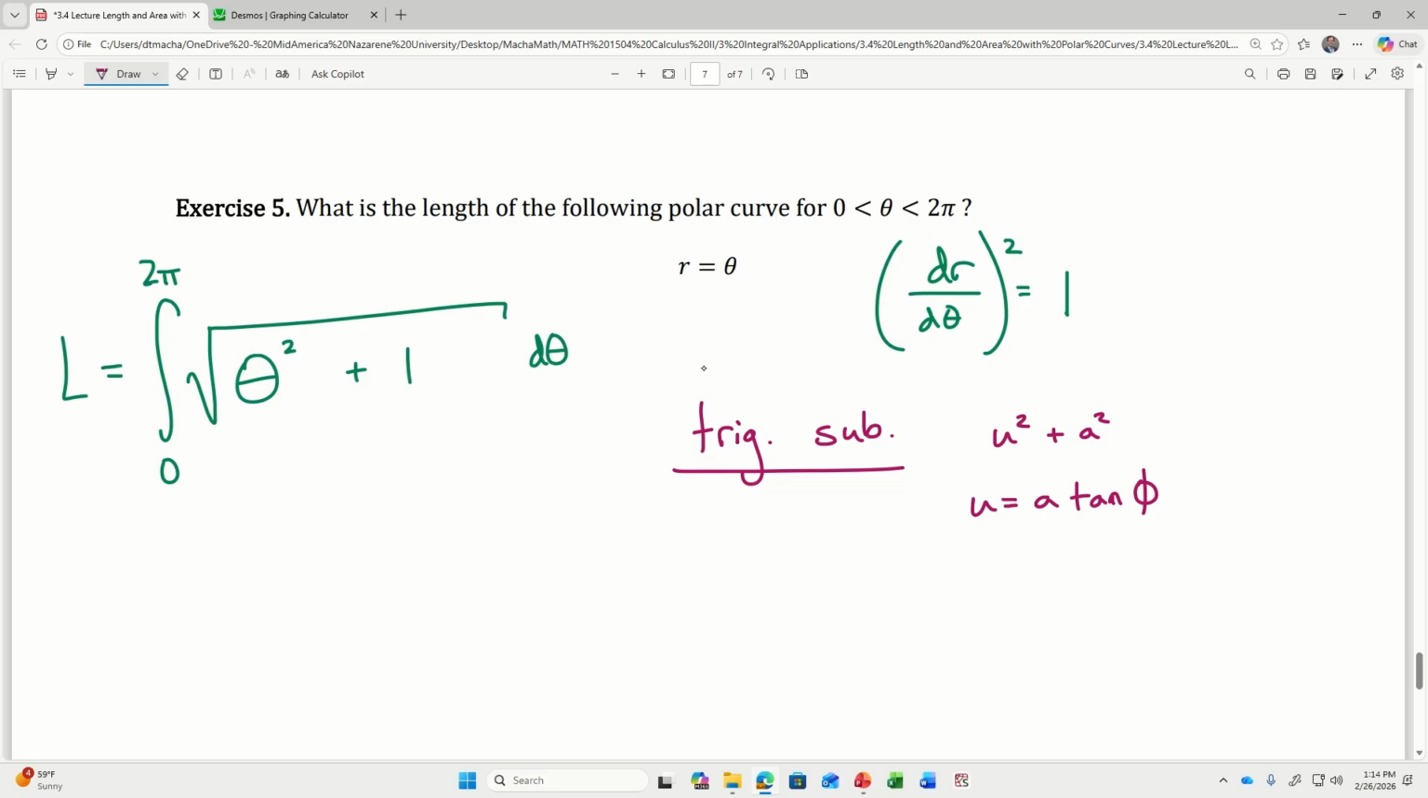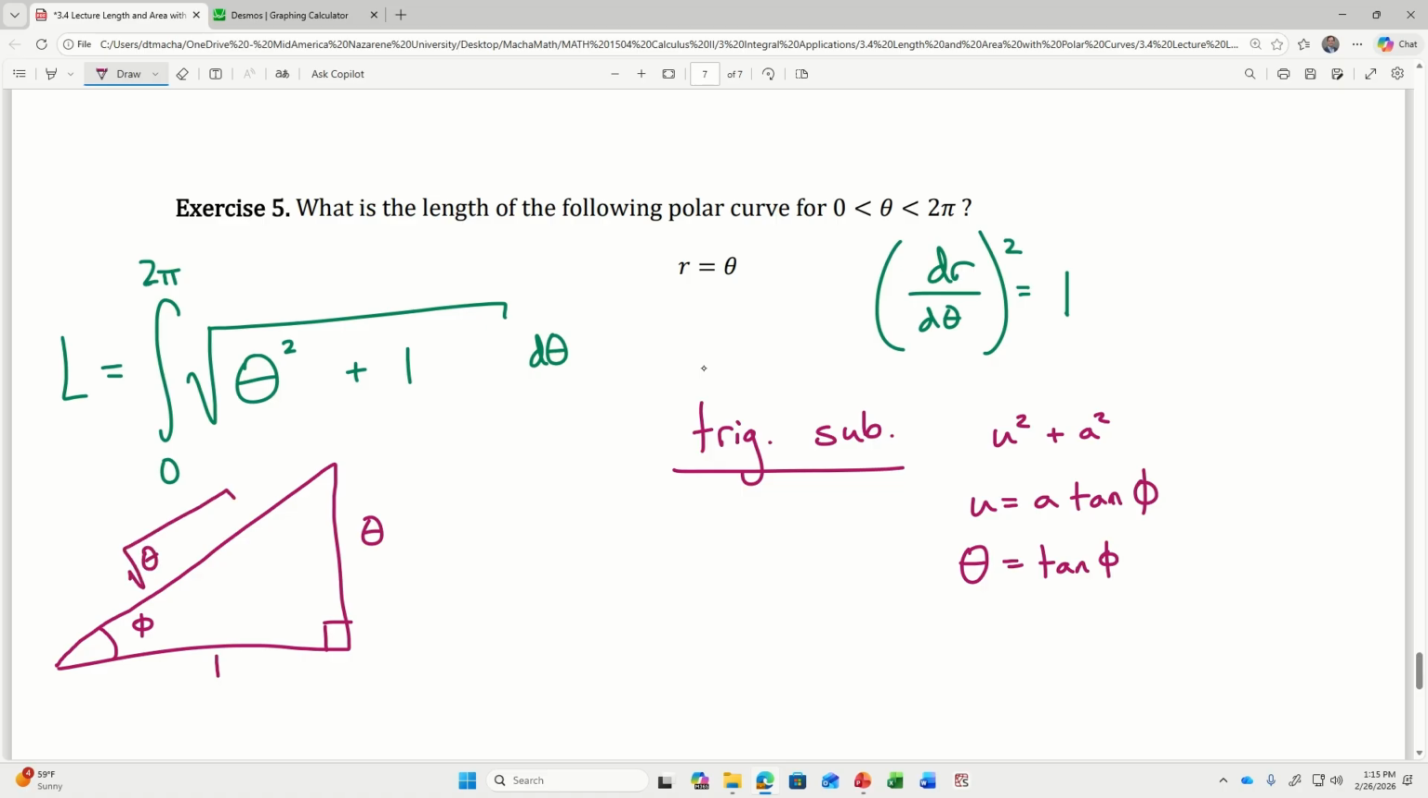Symbols don't really matter. You can use whatever you want. But that way we'll write theta is equal to 1 times tangent phi. And when I draw my trig sub triangle, this angle is going to be phi here. And the definition of tangent is opposite over adjacent. So the opposite side should be theta, and the adjacent side should be 1. And that way the hypotenuse has a length of square root of theta squared plus 1 squared.